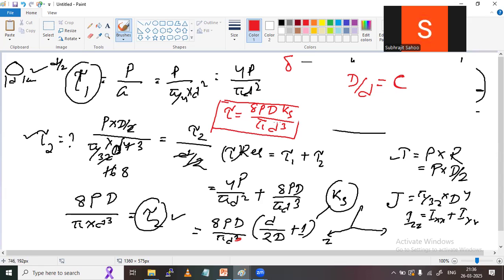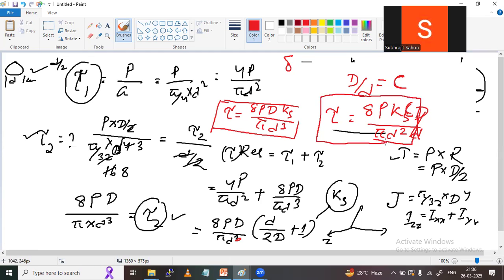So if I replace this D by d, then I will get tau equal to 8P Ks by pi d square, here D by d. So d cubed, I wrote d square d. So D by d is equal to what? C, right? So in place of this, I will write c. Then 8P Ks c by pi d square is one more expression of tau.